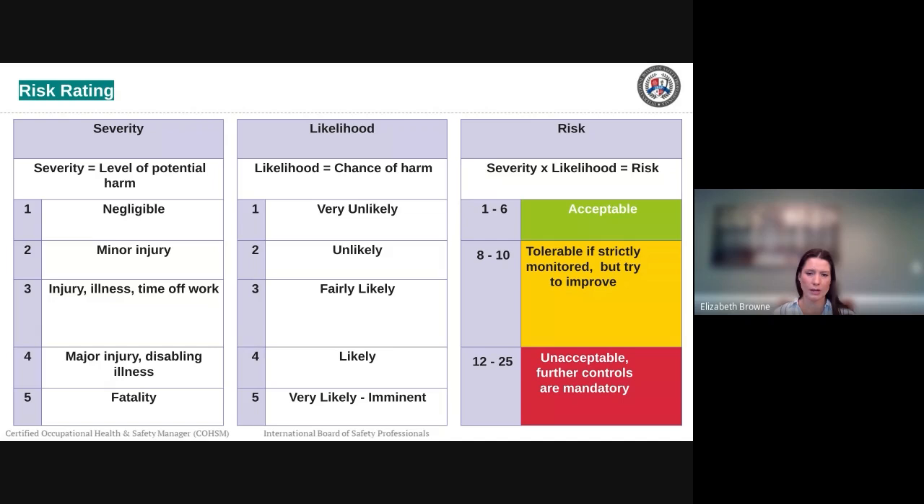If we move up to a higher number, like 8 through 10, then it's tolerable if we are strictly monitoring the situation, but we're going to try to improve it. But we would put a high priority on unacceptable risks that we must evaluate for more effective hazard controls. That would be a severity and likelihood risk rating of 12 to 25.